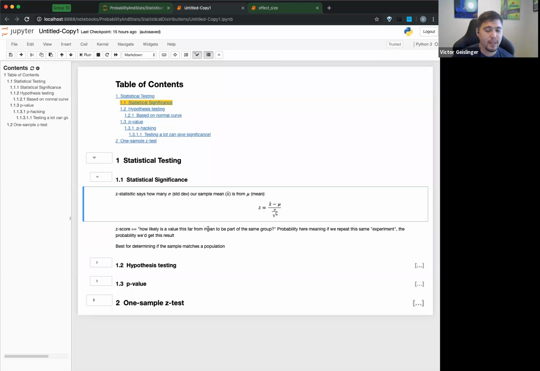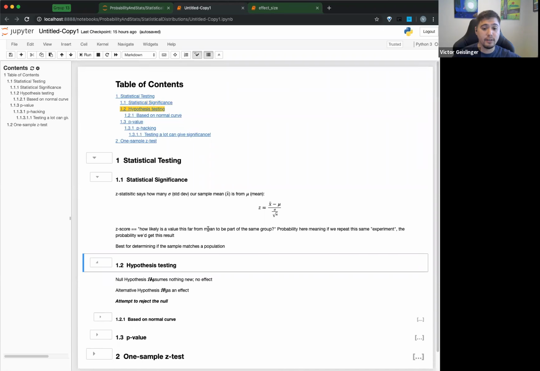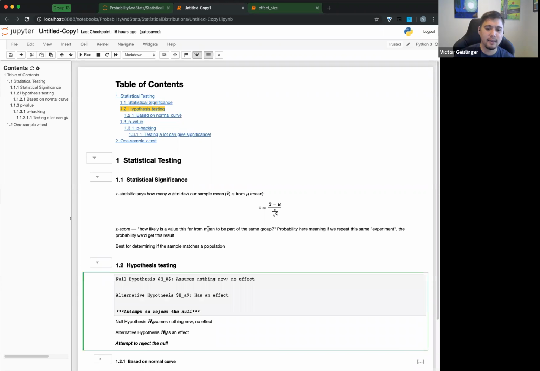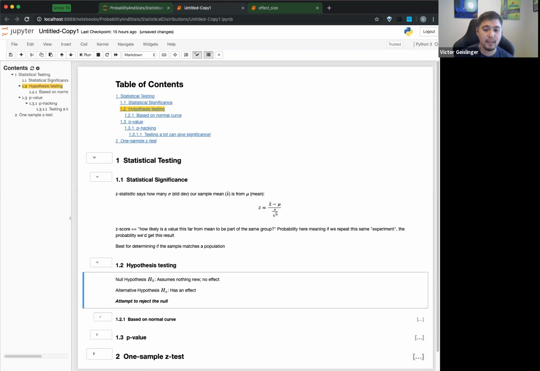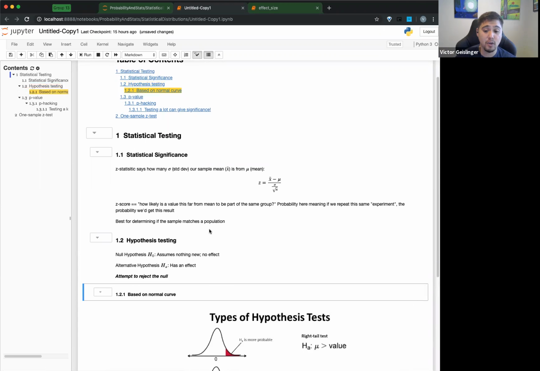So I'm going to skip z-tests in general, because we'll talk about test statistics in general. But again, reiterating hypothesis testing: the null hypothesis, the alternative hypothesis. We always attempt to reject the null hypothesis. We never accept the alternative, or accept the null hypothesis. This is really based on what I want to show you, which is the normal curve.